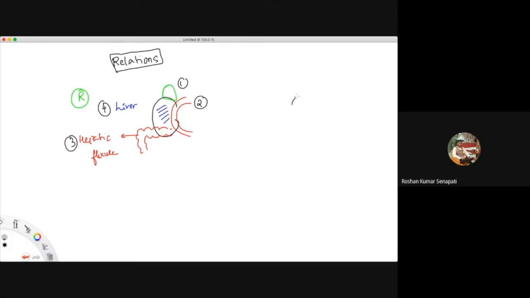Okay. Now we'll go on to the left kidney. With the left kidney, something similar to this will happen. Here you have the left adrenal gland. Then here you have the spleen. So we know spleen is on the left side. And this here is your pancreas. This part is your pancreas.